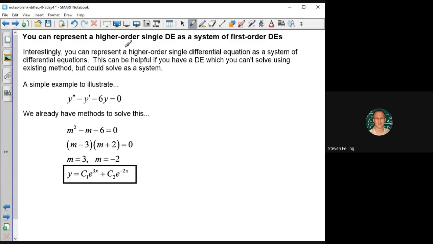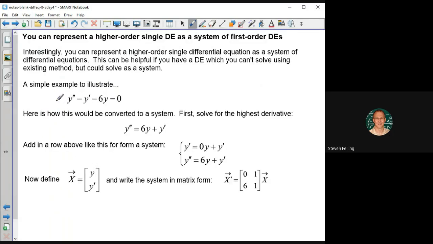So just to illustrate the idea of it, if you had this differential equation here, y double prime minus y prime minus 6y equals 0, we already have methods to solve this, right? We could use the auxiliary equation, m squared minus m minus 6, factor it, get the two roots, 3 and negative 2, and then write that as c1 e to the 3x plus c2 e to the negative 2x, right? So single differential equation, we have a method to solve. You can write this as a system, though. So let me show you how that works.